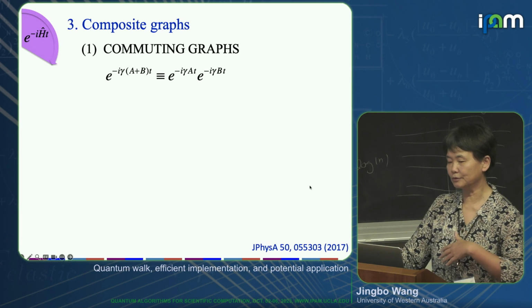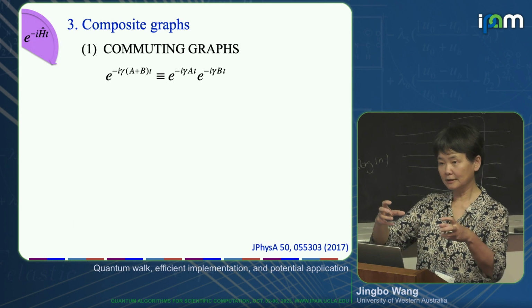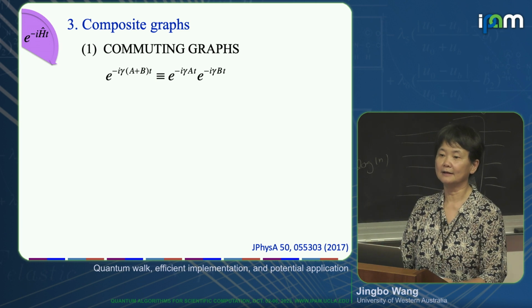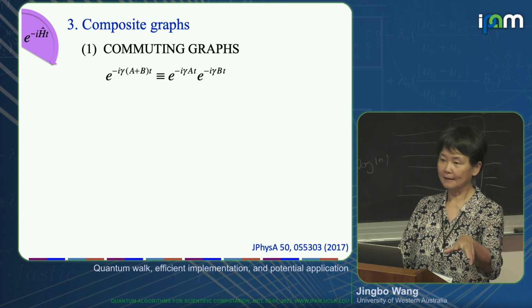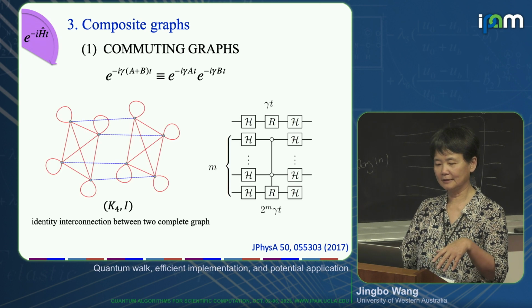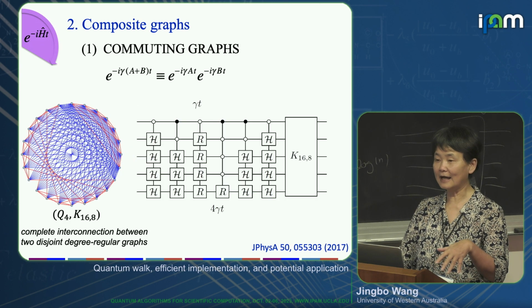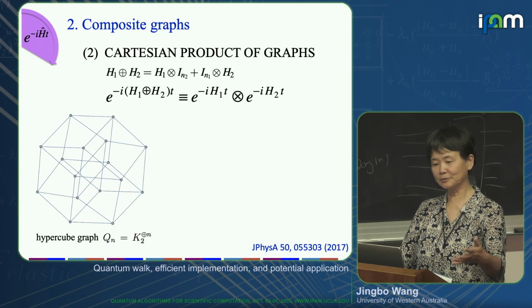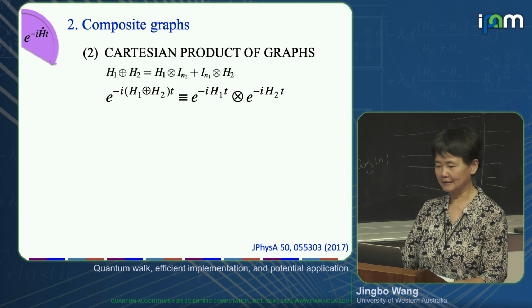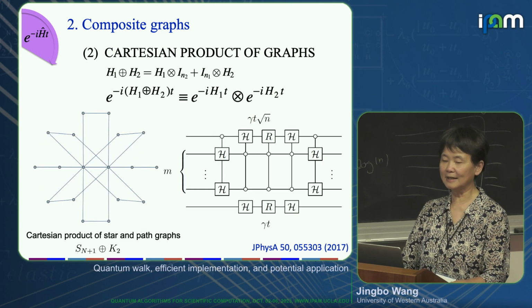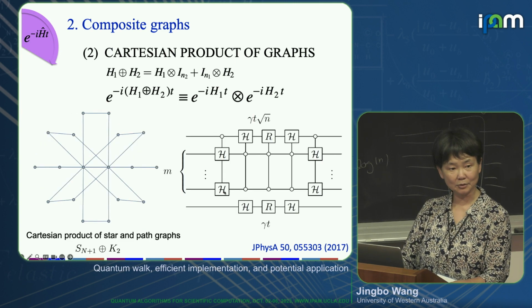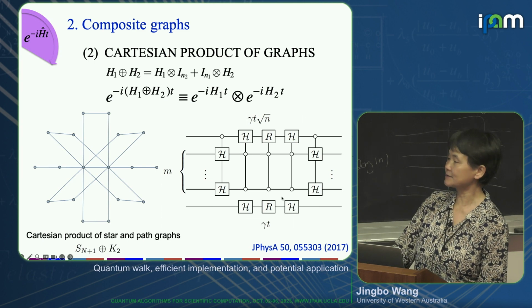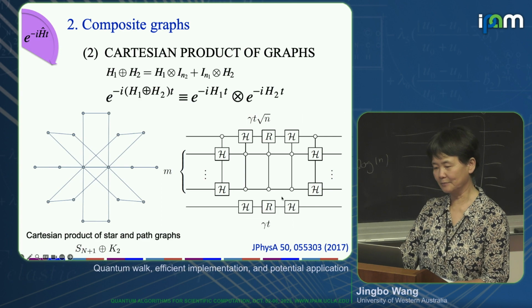So I'll rush through. If we know how to do graph A and graph B, we put them together. If the 2 graphs are commuting, it's very simple, okay? And that's how you do it. And if they are not commuting, you can put them in a Cartesian product. So the Cartesian product you can do. And this is many graphs. A graph can be quite complex, but all I want to really show you is that the circuit can be very simple.